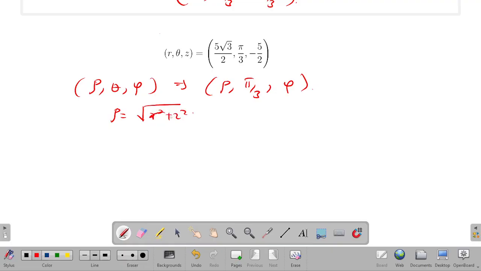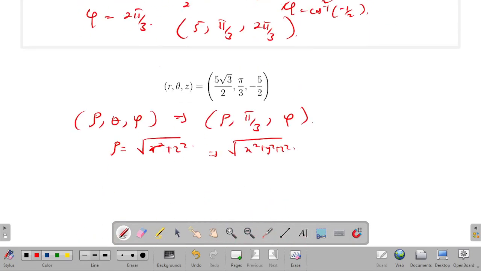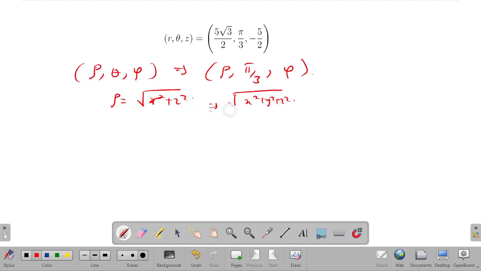You should take note of that, because as I said, if you have the square root of x squared plus y squared plus z squared, and this one is even from the triangle here. I drew z against xy. So you have r, rho, and z. So you can see the relation clearly, that our rho is simply the square root of r squared plus z squared.